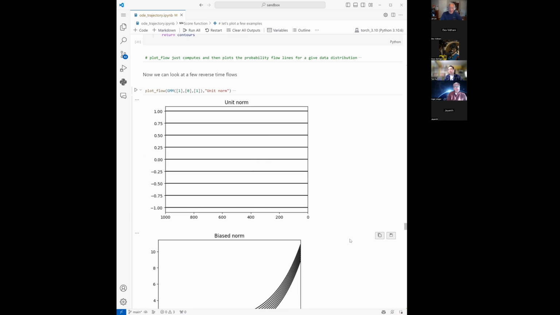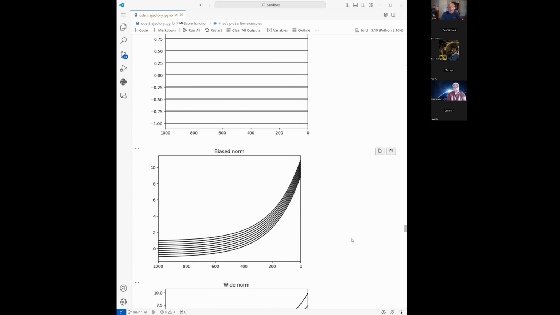Okay, so here is our plot. The first one I plot is the unit norm data distribution. You can notice I'm going backwards in time, right? So it starts at 1,000 and goes back to t equals 0. What I'm doing is sampling x in the prior on the left, and then running the reverse time ODE to the data distribution on the right. So in the first case, since I had a unit norm prior and a unit norm data distribution, those lines actually just go horizontal, right? It's simple. You're not changing the distribution.